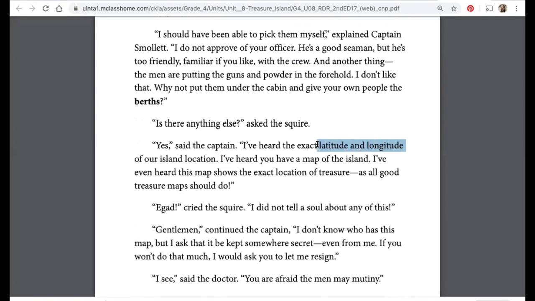Ooh, you guys remember what that is? Latitude, lines up and down. Longitude, excuse me. Latitude is fatitude, lines across. Longitude is long lines up and down.